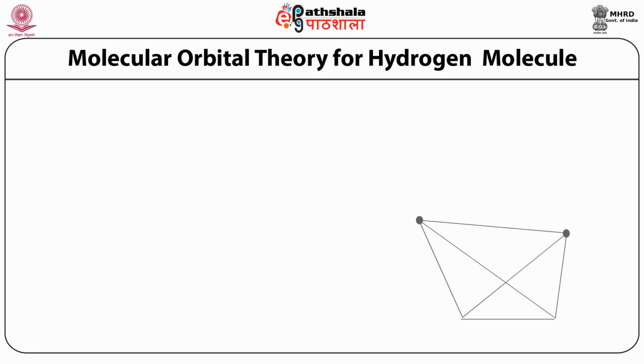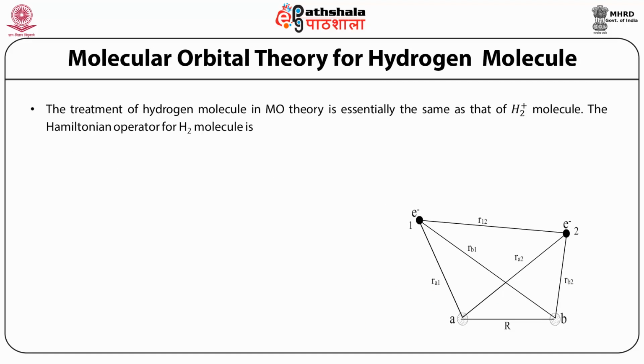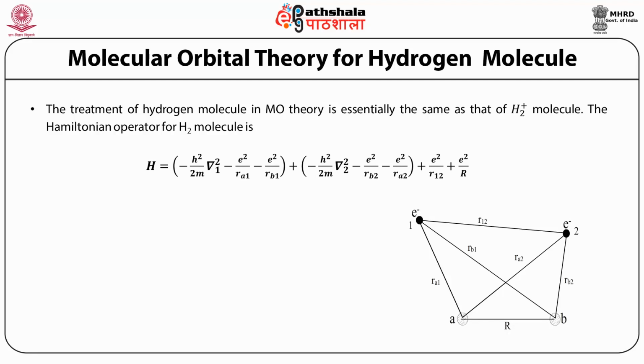Molecular orbital theory for hydrogen molecule. The treatment of hydrogen molecule in molecular orbital theory is essentially the same as that of hydrogen molecule ion. The Hamiltonian operator for hydrogen molecule is H is equal to minus h square upon 2m del 1 square minus e square upon Ra1 minus e square upon Rb1 plus minus h square upon 2m del 2 square minus e square upon Rb2 minus e square upon Ra2 plus e square upon R12 plus e square upon R.